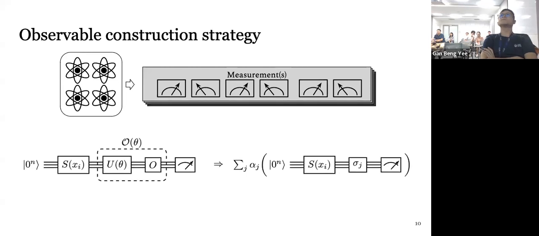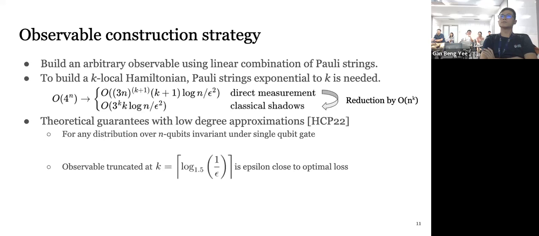Okay, so moving on to the second method. The second strategy is what I call the observable construction strategy. Basically, we take an encoded quantum state, and then we do a lot of measurements. These measurements could be based on Paulis for simplicity. The idea is to build an arbitrary observable with linear combinations of Pauli strings.